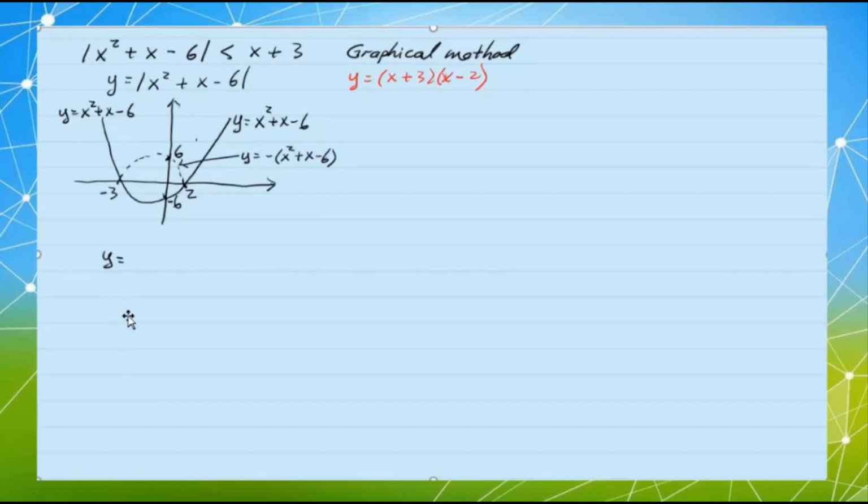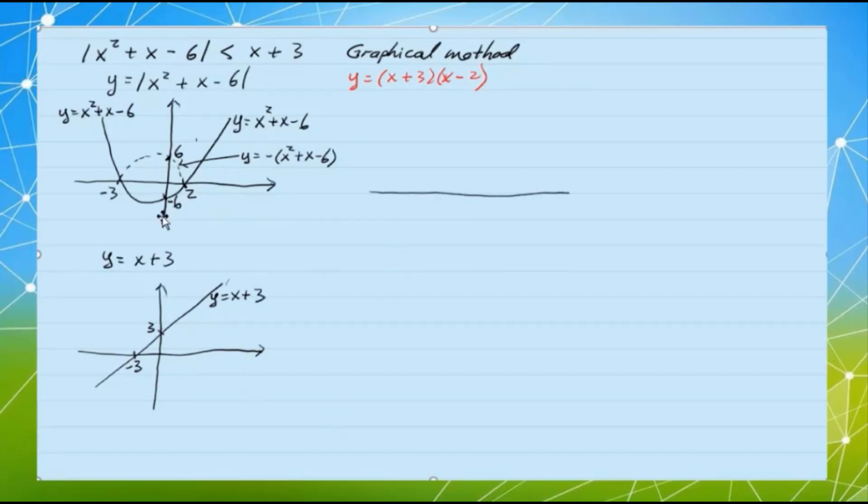Now we continue to the second graph, that is y equals x plus 3. This is a linear graph and the gradient is positive, going up. The x-intercept is negative 3, and the y-intercept is 3. So this is y equals x plus 3.